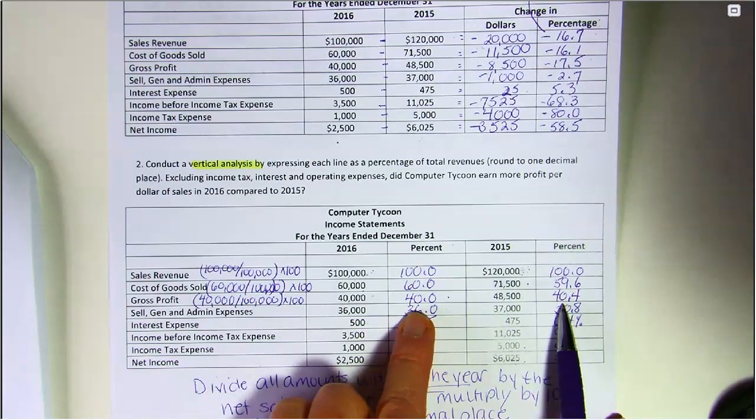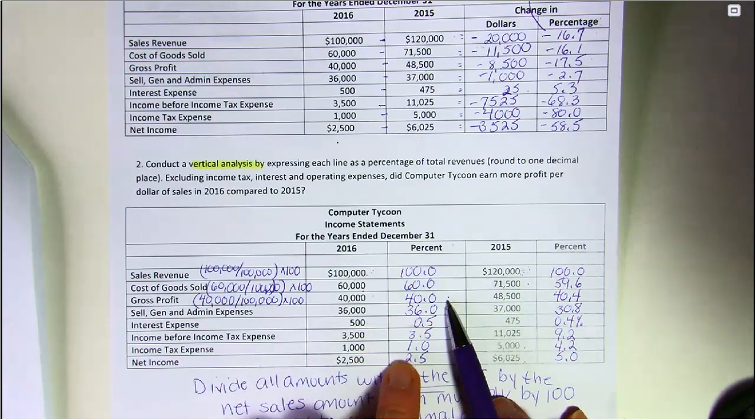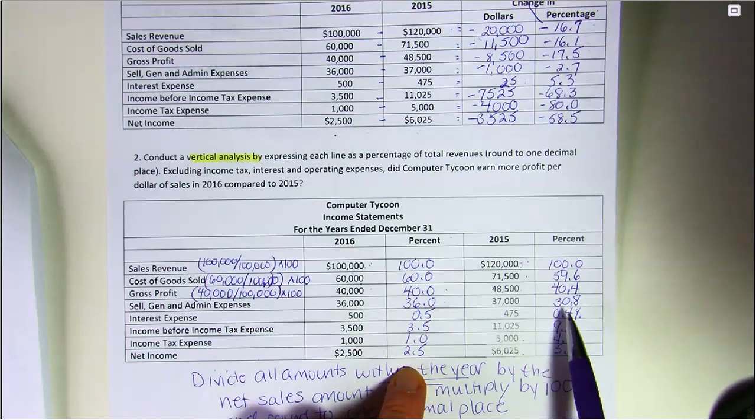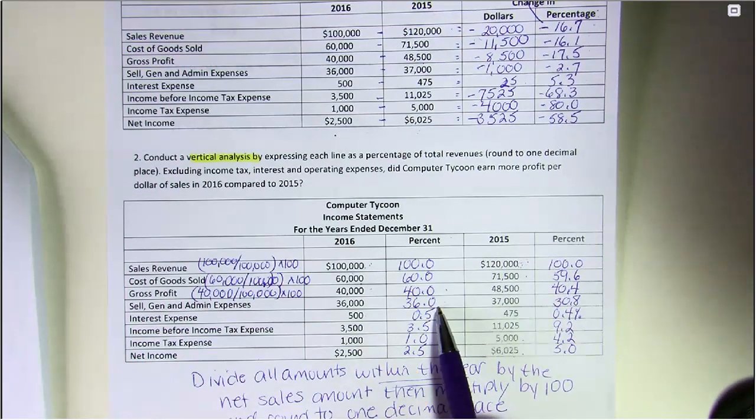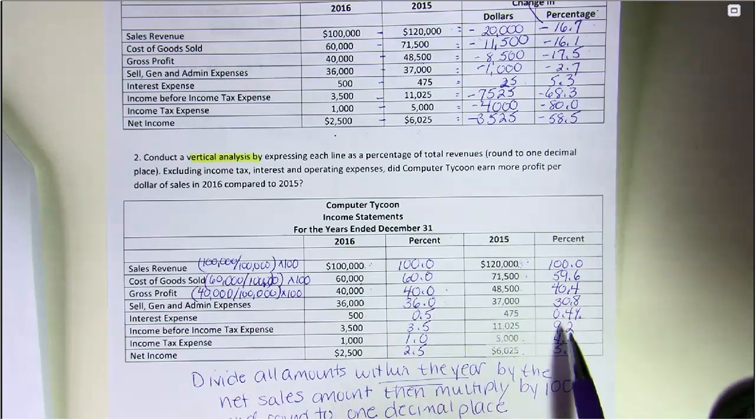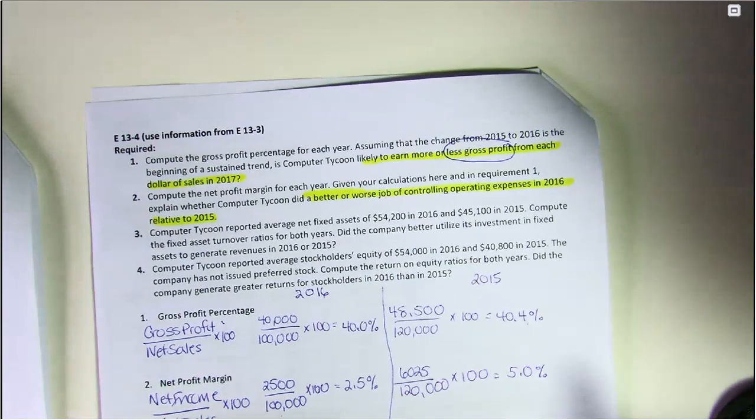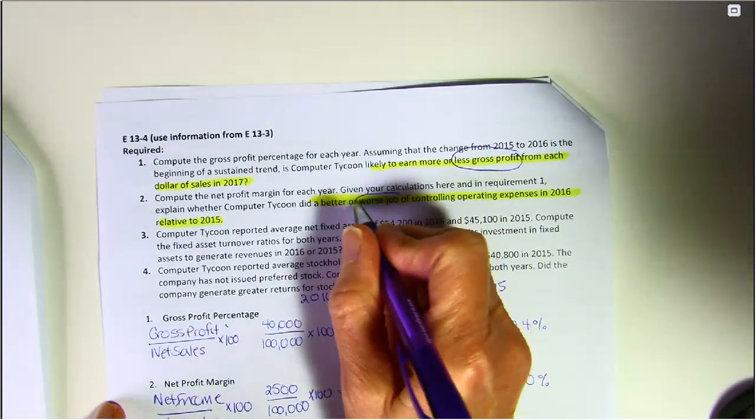You'll notice the gross profit was fairly close. It decreased by only 0.4%, but our net income decreased by 2.5%, and that's because as a percent of every sales dollar, our selling, general, administrative expenses were not as tightly controlled as they should be. Interest expense did not increase that significantly, and income tax went down, so we did not control our expenses as well in 2016 as we did in 2015, so we did a worse job.